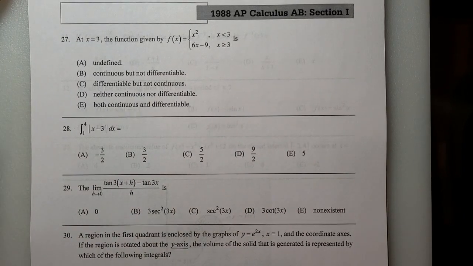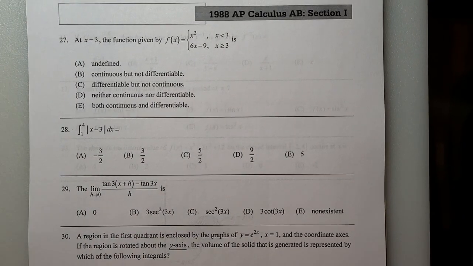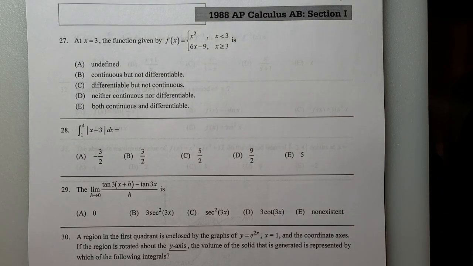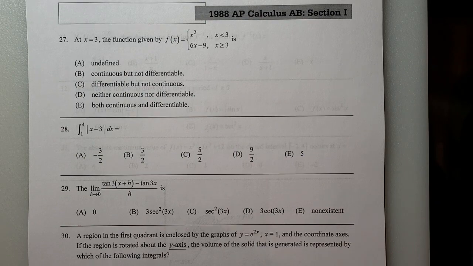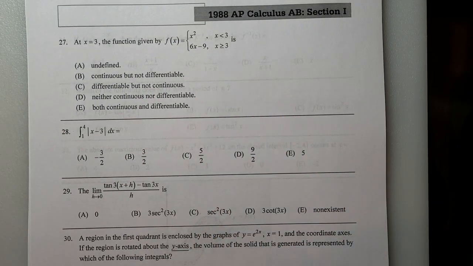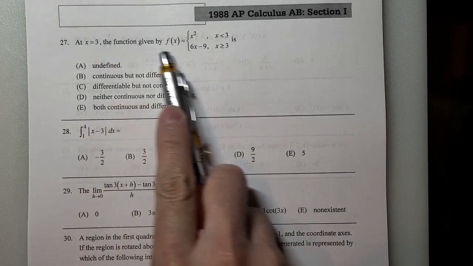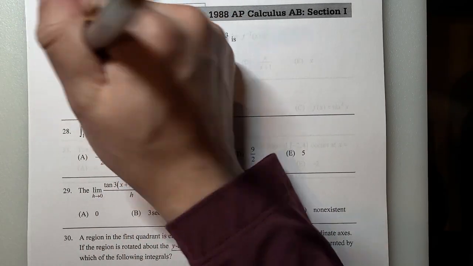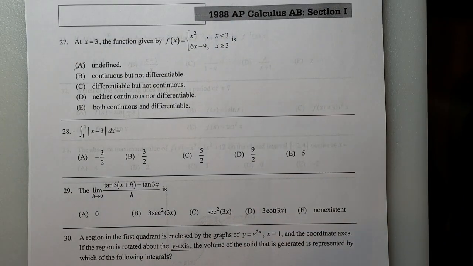I'll be continuing this 1988 AP Calc AB multiple choice part of the exam. We left off on number 27, so let's dive right in. At x equals 3, the function given by this is for sure defined because x can equal 3, so that's not A. Is it continuous, differentiable?